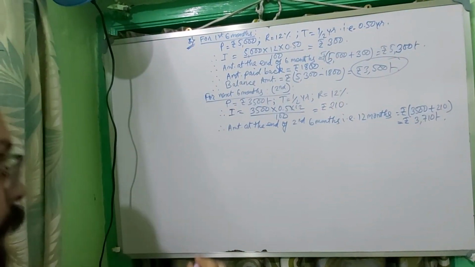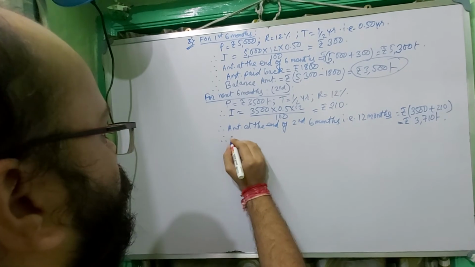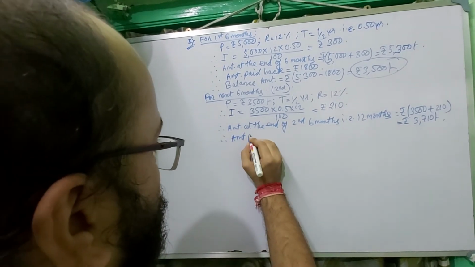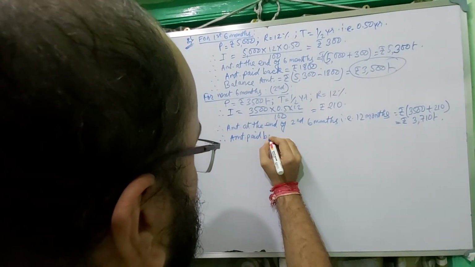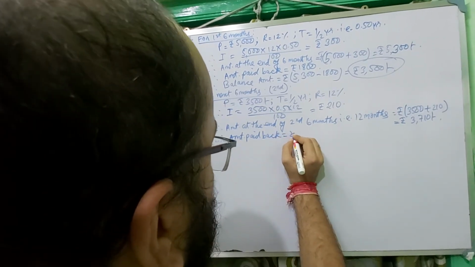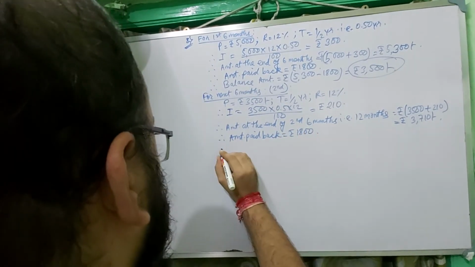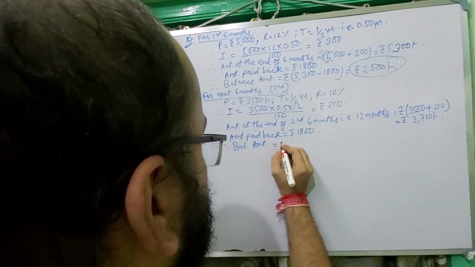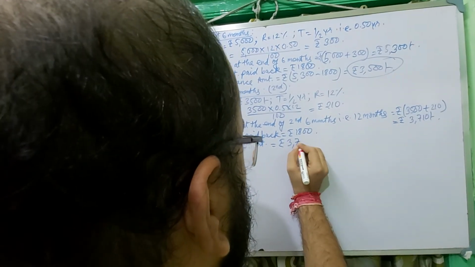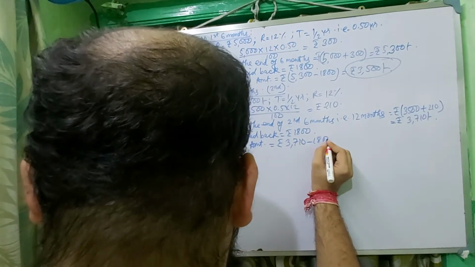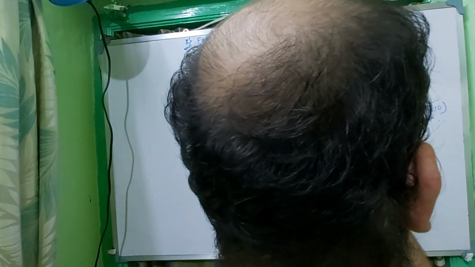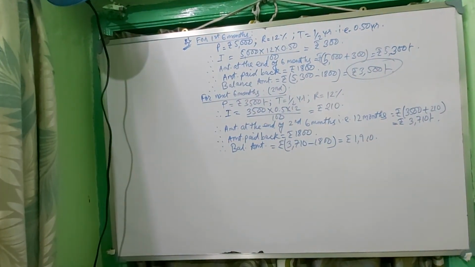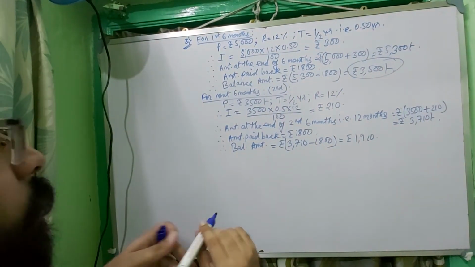And how much do we pay back? Again 1,800. The amount paid back is the same, 1,800. Therefore the balance amount is equal to rupees 3,710 minus 1,800, which is equal to rupees 1,910. That will be the balance amount.